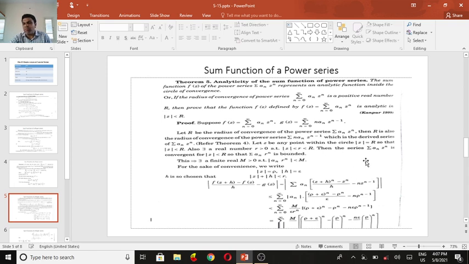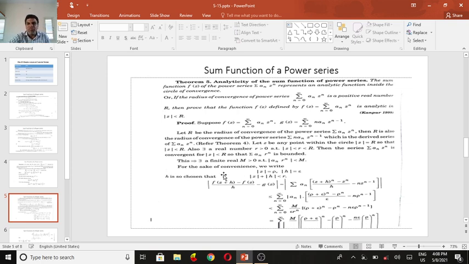Then the power series summation a_n z^n converges for |z| < R, so the power series is bounded. Simply say this power series is bounded. If it is bounded, then this number is bounded by some number, which we call capital M. There exists a finite real number M greater than 0 such that |a_n| r^n < M.